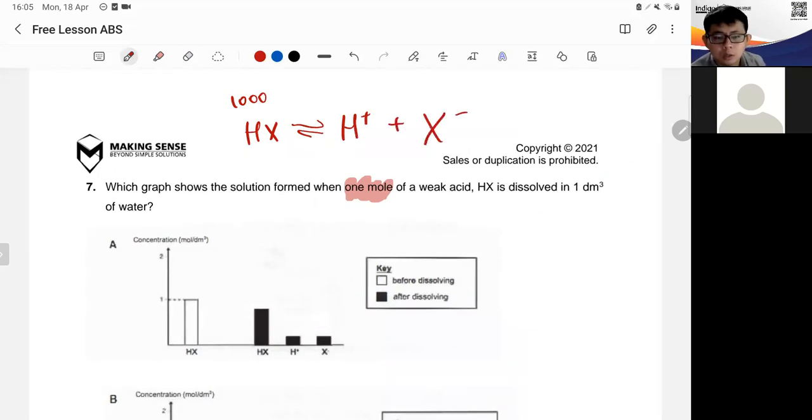Out of 1,000, perhaps let's say 1% can dissociate. That means out of 1,000, maybe only 10 comes out. 10 of them break up. Means out of this 1,000, 990 remain undissociated.